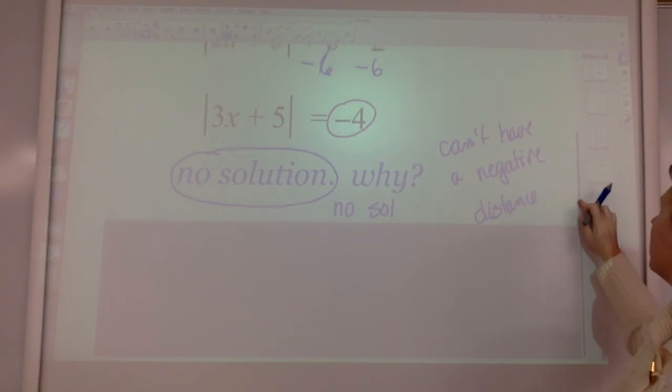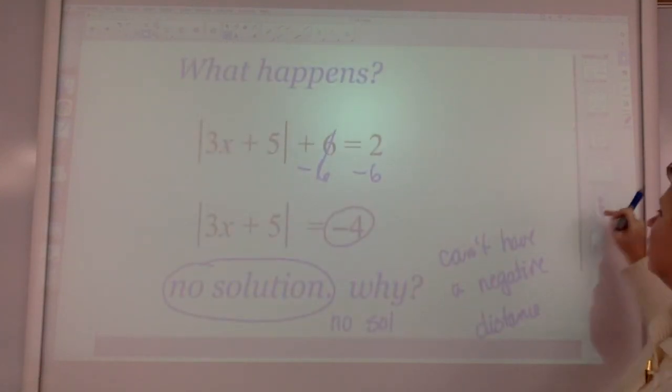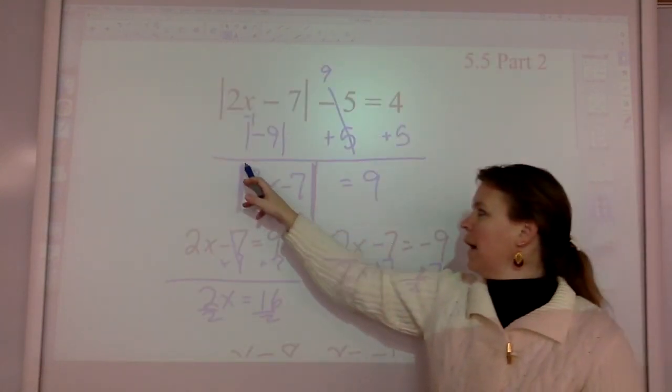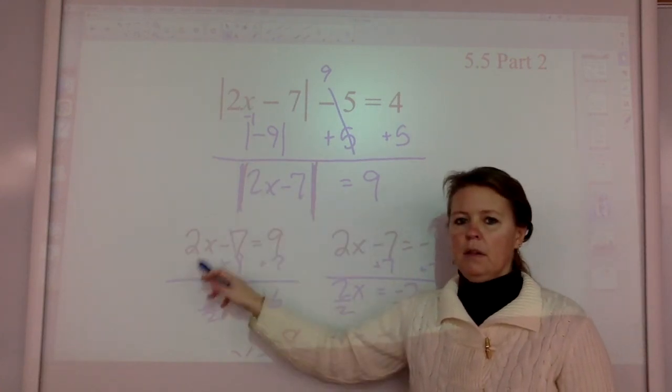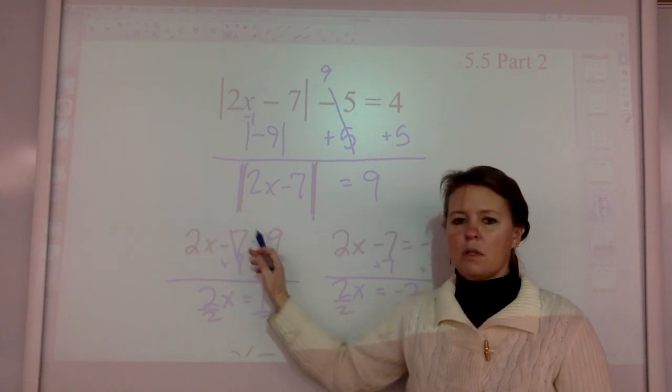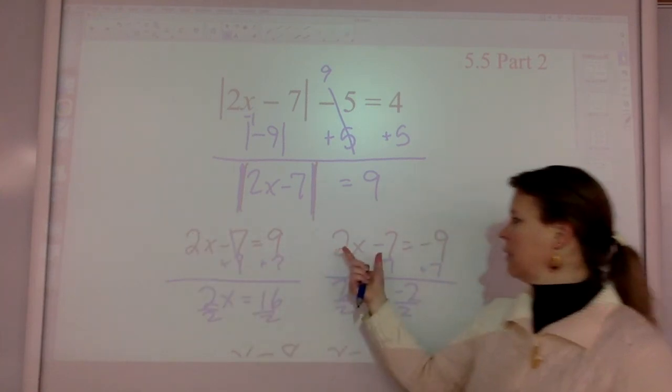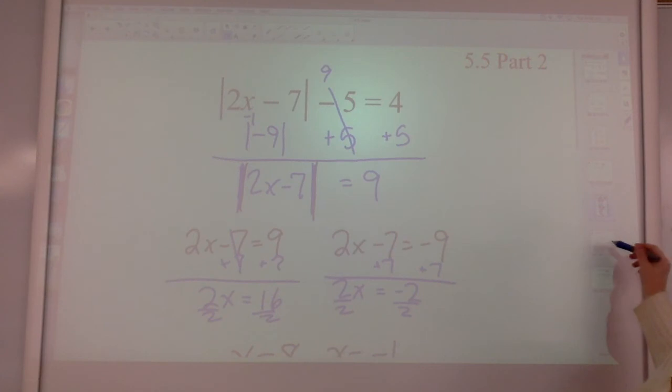And you might say, yeah, but we've had a negative distance every time we do this. No, we don't. We had a distance equal to 9. We took the bars off. And we're no longer measuring distance. We're just trying to find x. You take the bars off. We're not measuring distance. We're just finding x.